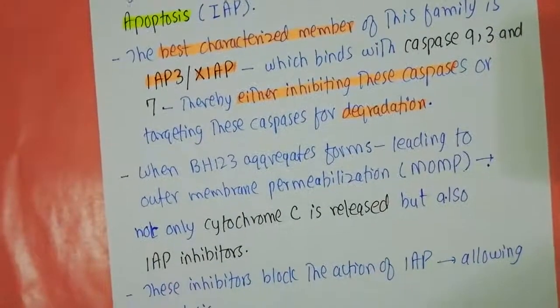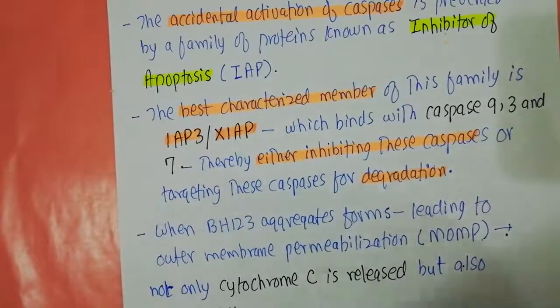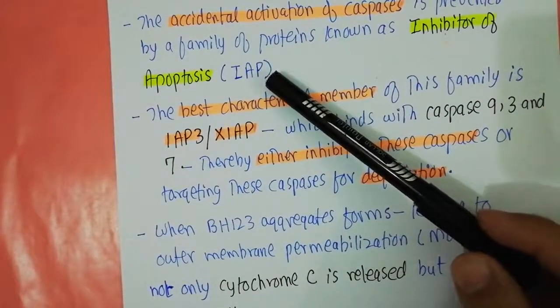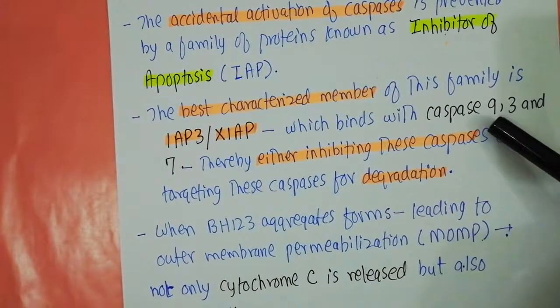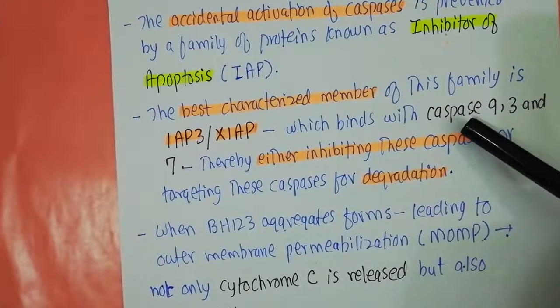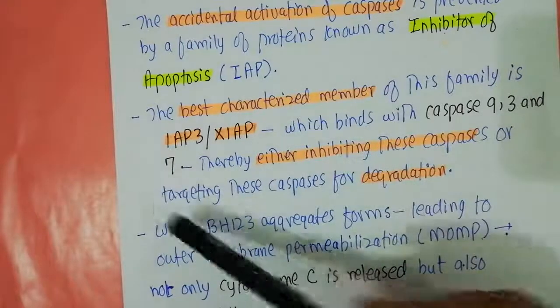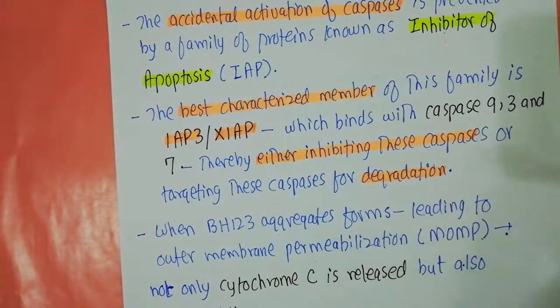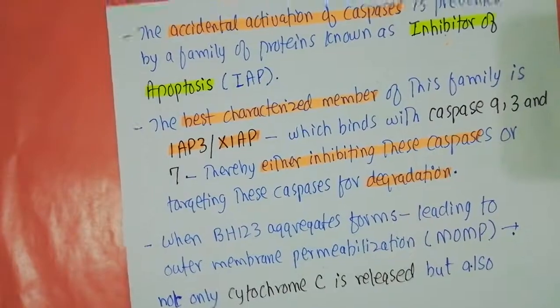Now, if you need apoptosis, that means you have to get rid of these inhibitors of apoptosis, because if they are there, you will not be able to activate caspase 9, which is an initiator caspase. And if you are not able to activate the initiator caspase, of course you will not be able to activate the executioner caspases like caspase 3 and 7, and you will not be able to go for the process of apoptosis. So if you are going for apoptosis, you have to get rid of these inhibitors of apoptosis.